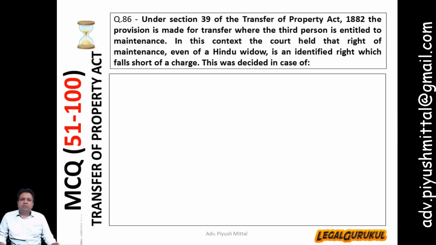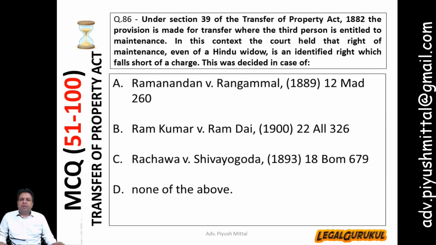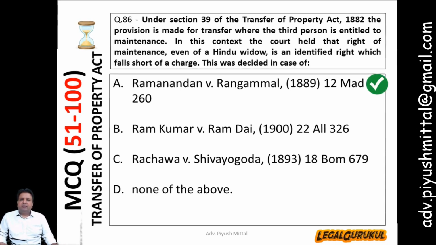Question number 86. Under Section 39 of the Transfer of Property Act 1882, the provision is made for transfer where the third person is entitled to maintenance. In this context, the court held that right of maintenance even of Hindu widow is an identified right which falls short of a charge. This was decided in case of A. Ramanandan versus Rangamal, B. Ramkumar versus Ramdai, C. Rachwa versus Shiva Yogda, D. None of the above. And the correct answer is A.